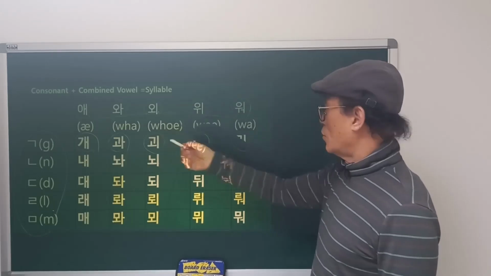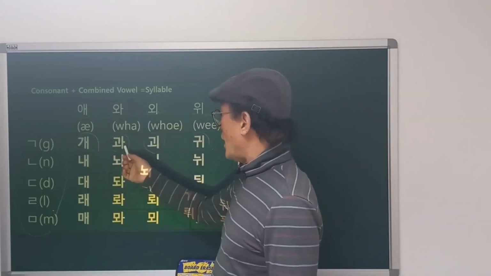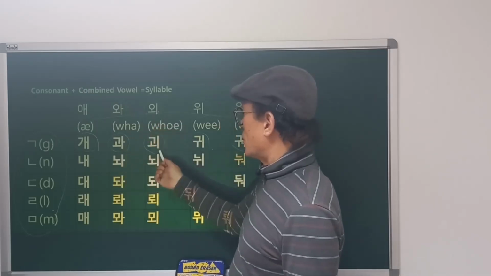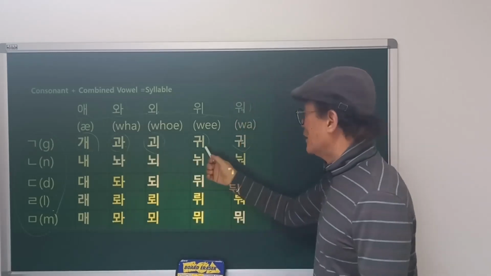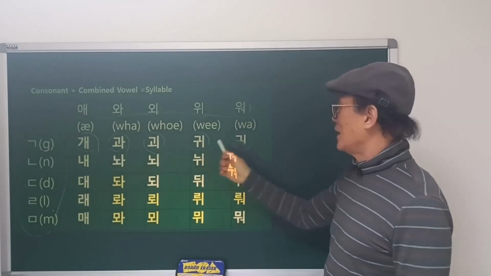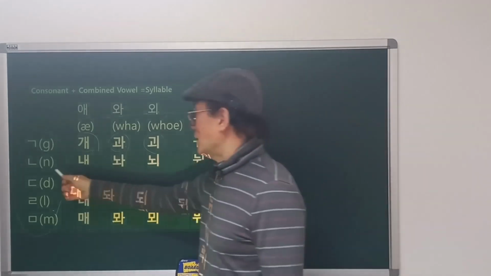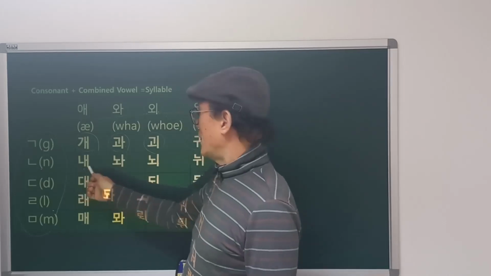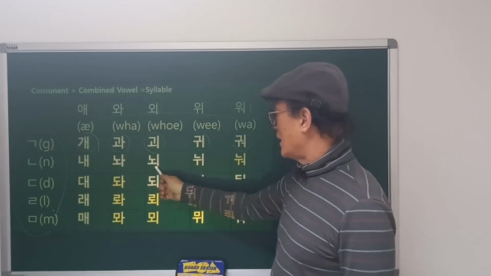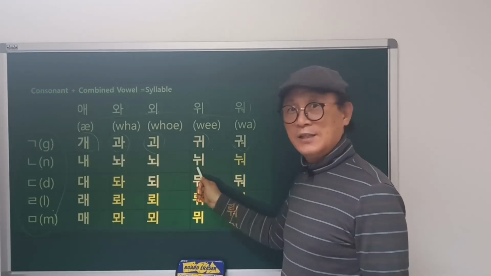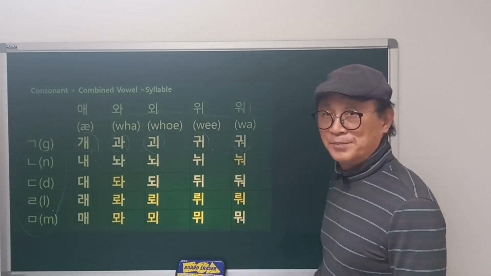워, 궈, 개, 과, 괴. This is 개, 괴. A little different. 귀, 위, 궈. The same manner. Okay. 느, 내, 놔, 뇌, 뉘, 누워.